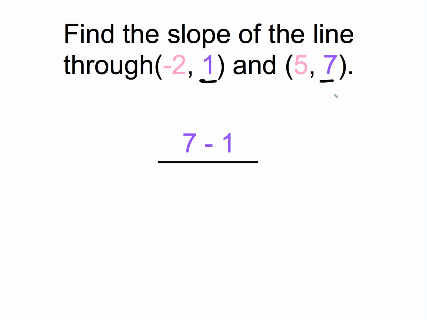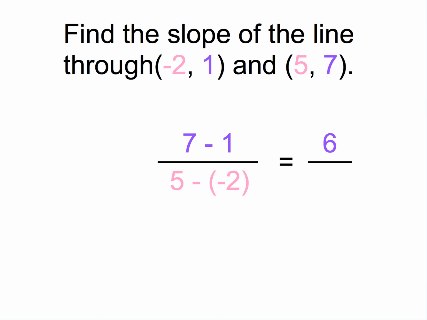It doesn't matter which one you put first. I decided to put the 7 first, 7 minus 1. But because I put the 7 first in the numerator, that means that I need to put the 5 first in the denominator. So when I subtract those two numbers, it's going to be 5 minus -2. I could have done the exact opposite and I would have gotten the same answer, 1 minus 7, but then in the denominator I would have -2 minus 5. So just make sure the order is the same, okay?